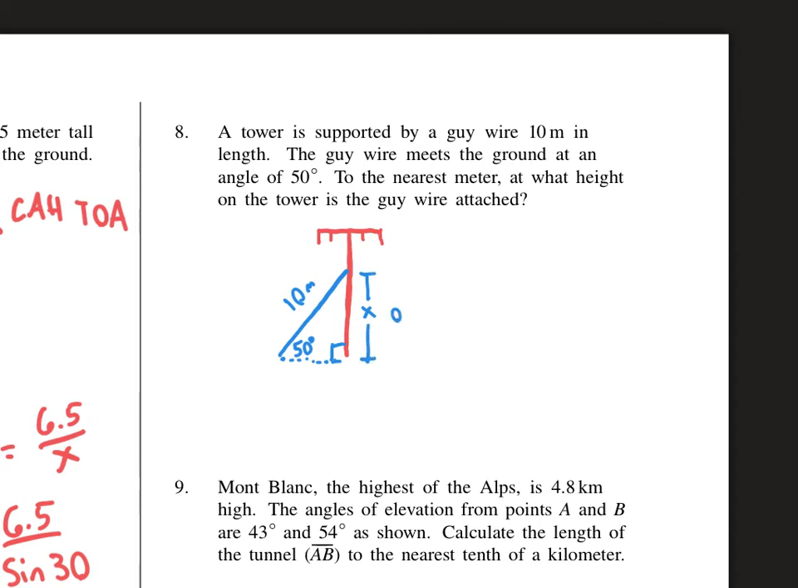Oh, we shouldn't label this. That's the opposite side. That's the hypotenuse. Apparently this whole thing is all sine. That's the adjacent side. We don't care about the adjacent side. The wire itself is 10 meters long, and we're trying to see how high up on this tower it is placed. So we know the hypotenuse, we're looking for the opposite. We're going to use sine.